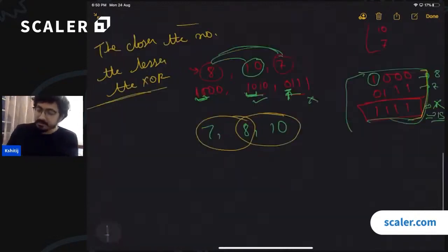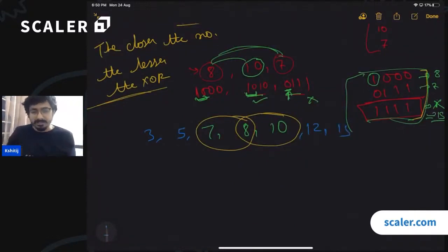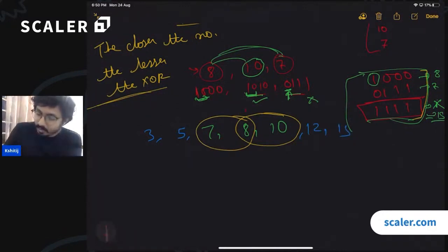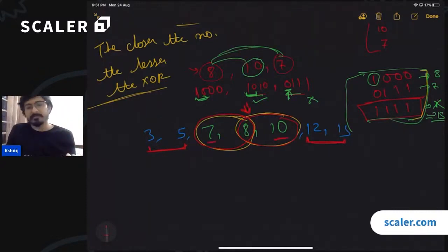Let us say that we had more numbers in the array. If you also had 5, 3, 12 and 15, even then I can definitely say that the XOR that 8 is giving with 7 is always going to be smaller than the XOR that 8 gives with all these numbers. And the XOR that 8 gives with 10 is going to be smaller than the XOR which 8 is going to give with all these numbers. So 8 is always going to give the minimum XOR either with 7 or with 10. Okay, does this make sense to everyone?